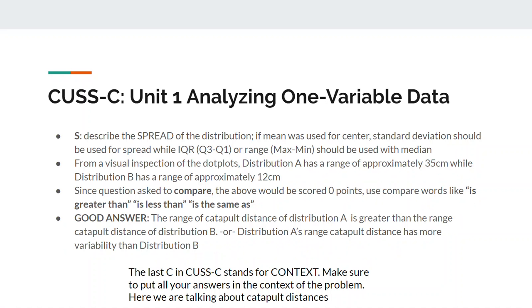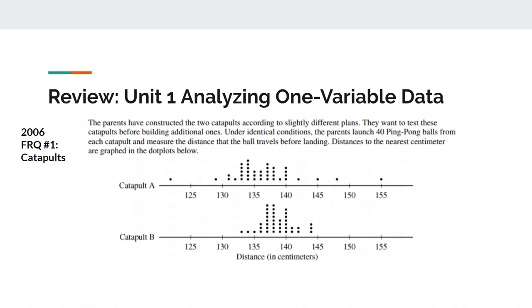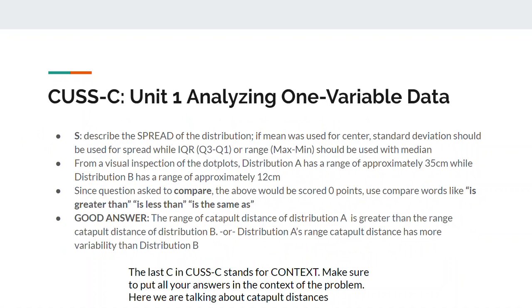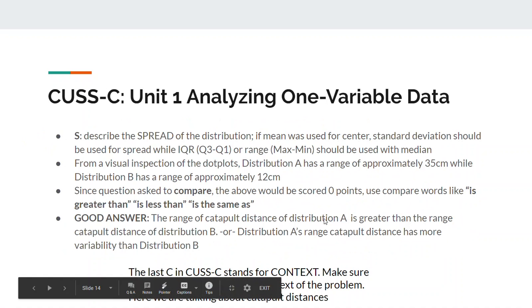It's max minus min. In this case, I'll go back up a couple slides so we can look at the picture again. We see that the range of A is definitely a lot larger than the range of B. That's what you want to say. You want to say the range of distribution A is greater than the range of distribution B.